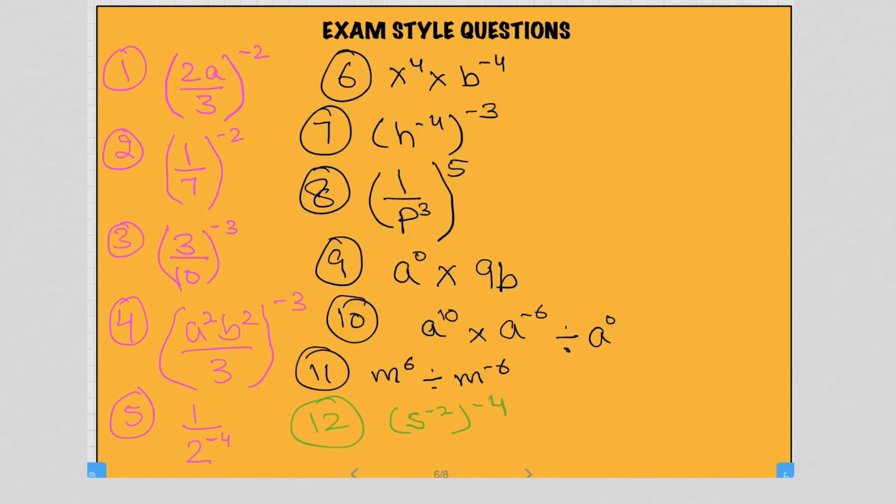Now, exam style questions again. All of you now know what to do. Questions 1 to 12, please. Do 1 to 12 yourself, and make sure you take note of every single thing in your notebook.